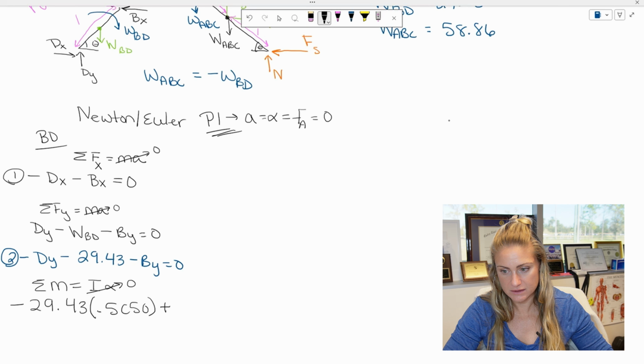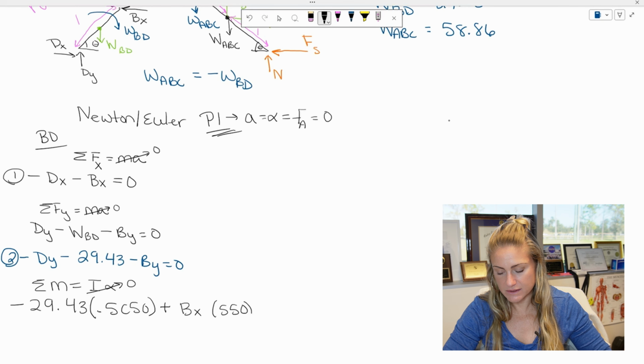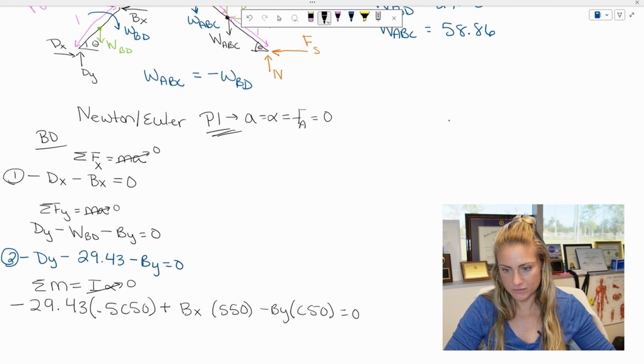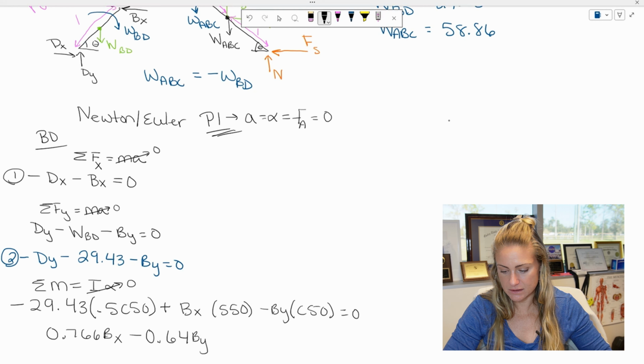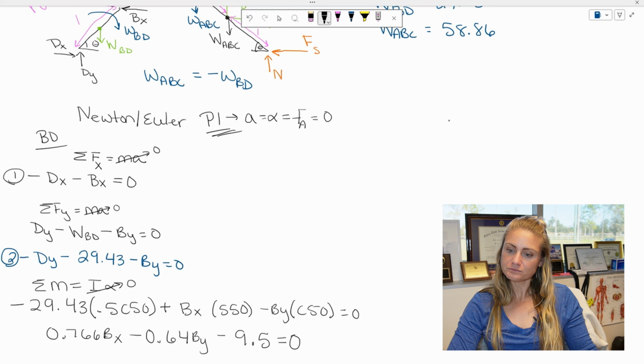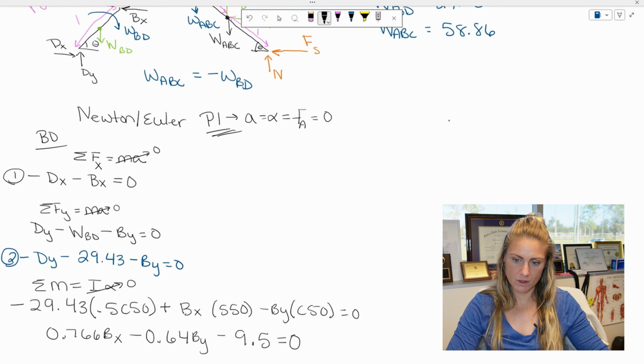So we have Bx, that distance would be sine 50. And we also have By, a distance cosine 50. If I calculate all of this out, I am left with 0.766 Bx minus 0.46 By minus 9.5 equals 0. This is equation 3. And all I did was use a calculator and calculate that out.